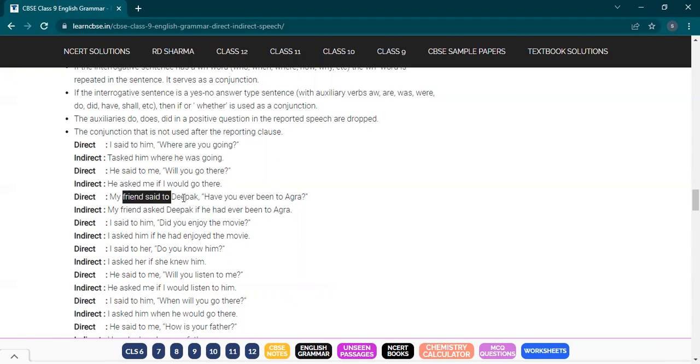My friend said to Deepak, have you ever been to Agra? My friend asked Deepak if he had ever been to Agra. Full stop. Is that clear? How to do these interrogative sentences? Because you lose marks here only. You are able to do the simple sentences very easily, but when it comes to interrogative, you lose marks. So please do this part carefully.